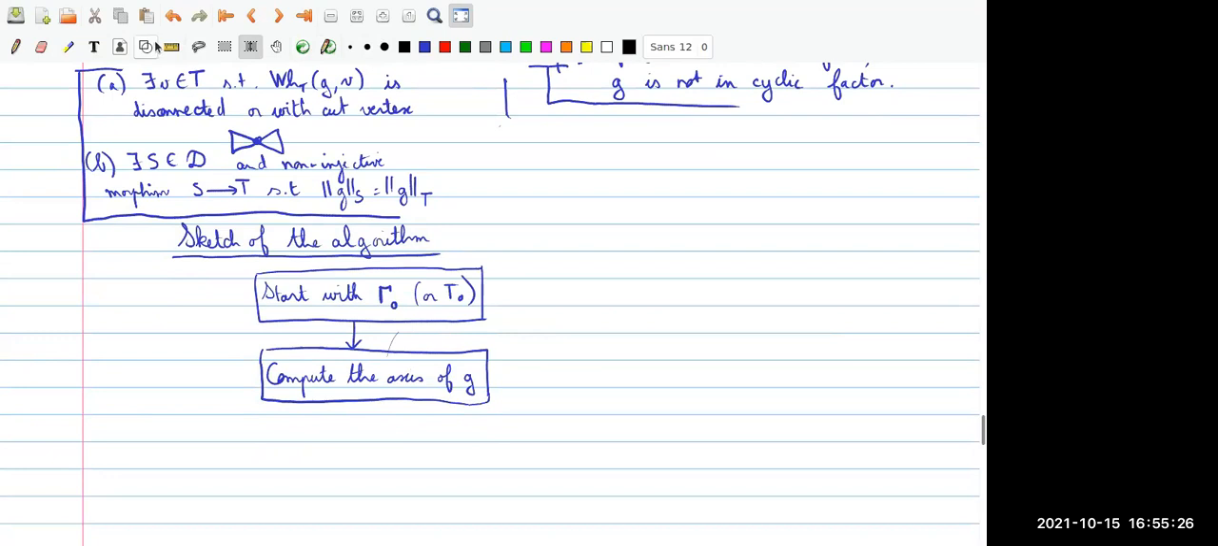So, here's the idea of the algorithm. I start with the graph of groups, and remember, a graph of groups is the same information as the tree. So I can say graph of groups and mean tree, and also say tree and mean a graph of groups. I have the same information in both. So in my graph of groups, I compute the axis of G, and I have two possibilities. Maybe it is in a subgraph. If that's the case, then G is in a free factor, in a cyclic factor. So this is a yes.